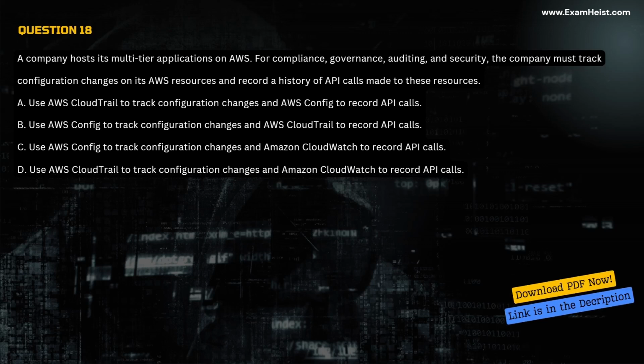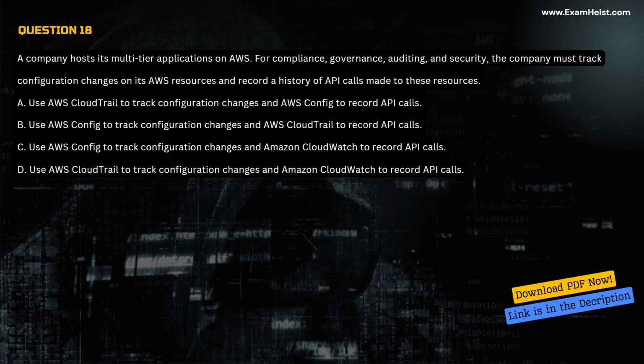Question 18. A company hosts its multi-tier applications on AWS. For compliance, governance, auditing, and security, the company must track configuration changes on its AWS resources and record a history of API calls made to these resources.